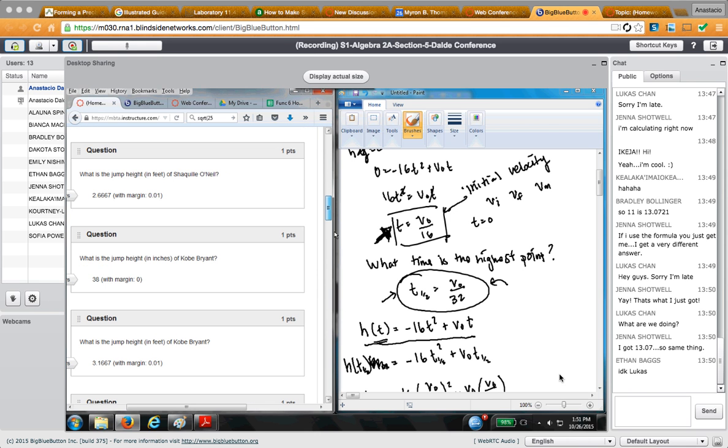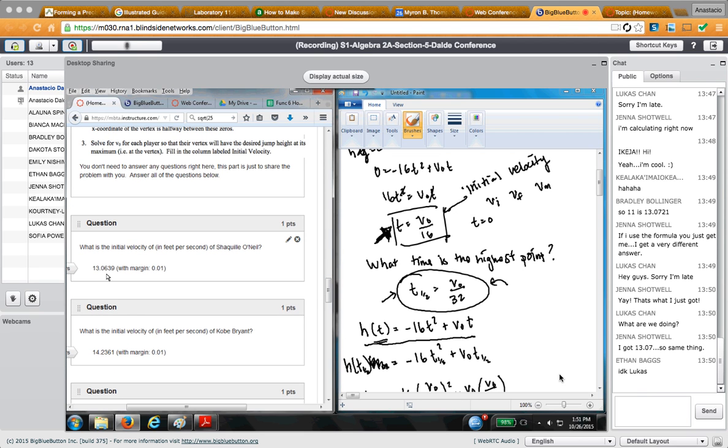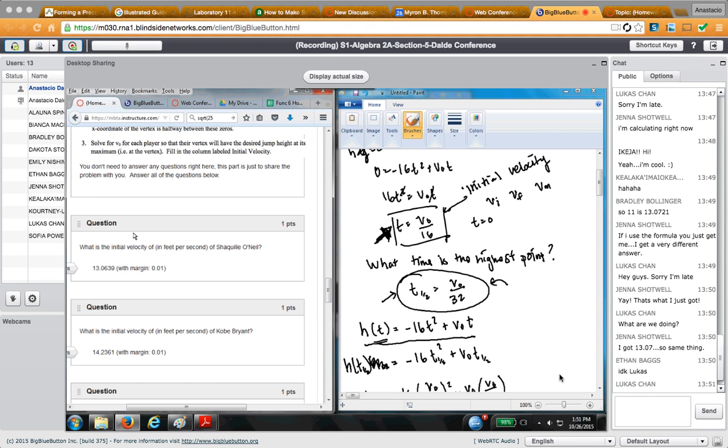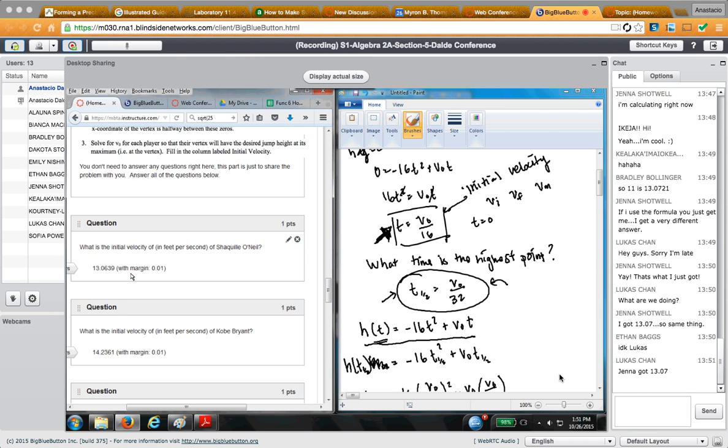Oh, see, look. That's the right answer. Right there, 13.0639. That's what I said. And if you put in 13.07, it should give you that correct because the margin was 0.001. So the margin should be acceptable because it would give you a correct answer for 13.0739 if you put in that or somewhere within that.